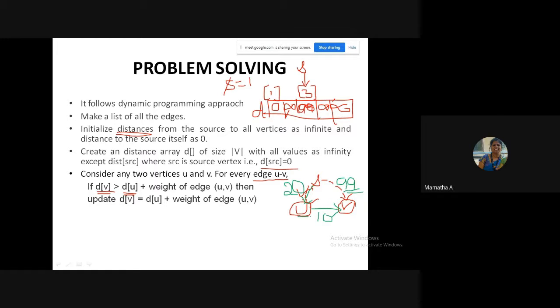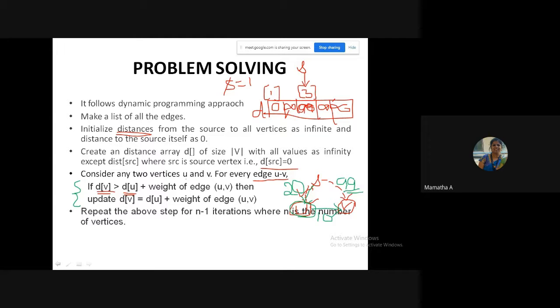But via U I found that I could reach with a path length of how much, students? Path length via U? 30, ma'am. 30. So I will select the least one because I am interested in finding the shortest path distance. So this is the formula that you should remember, and know what the entries in D correspond to: source to the particular vertex, shortest distance. Are you understanding? So you will have to repeat this process for every edge.